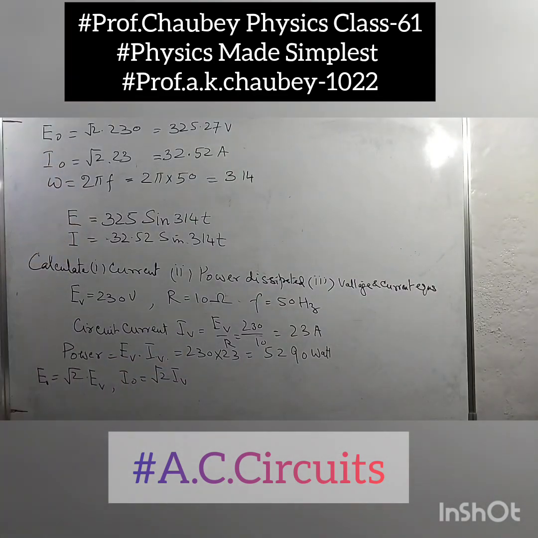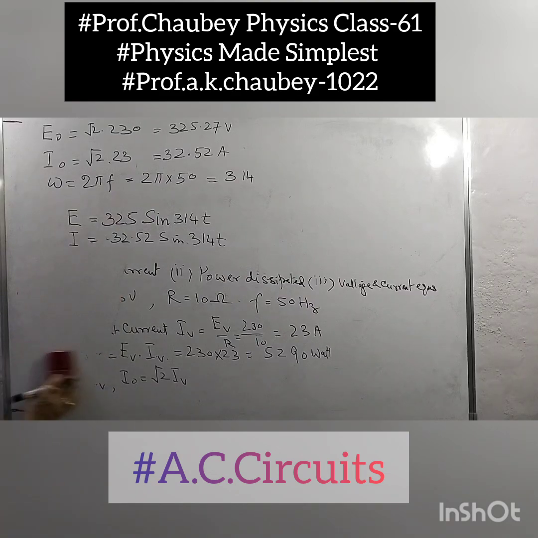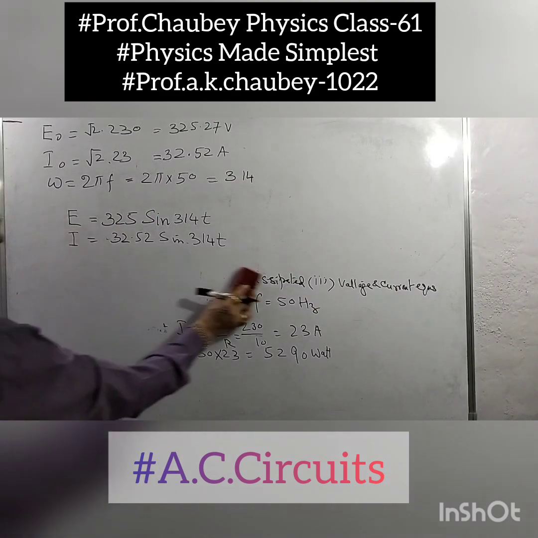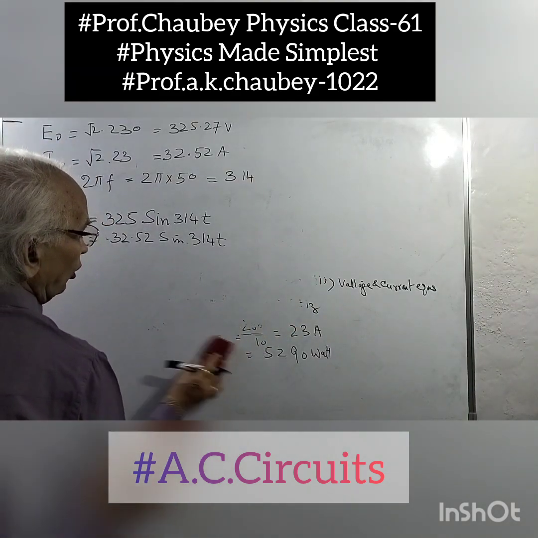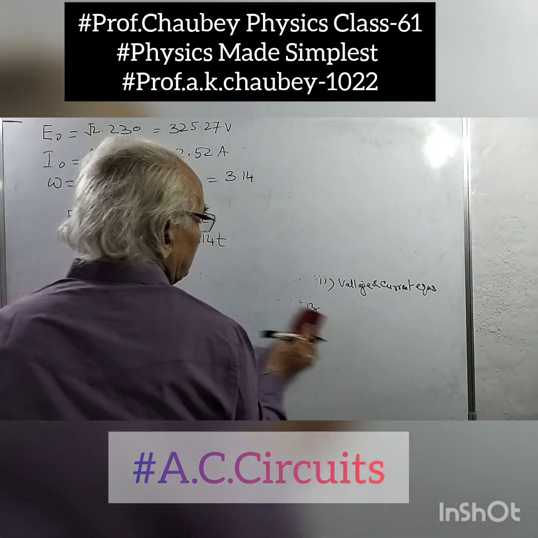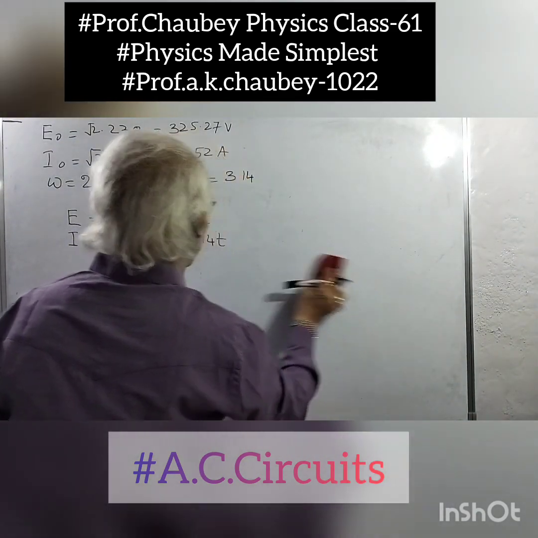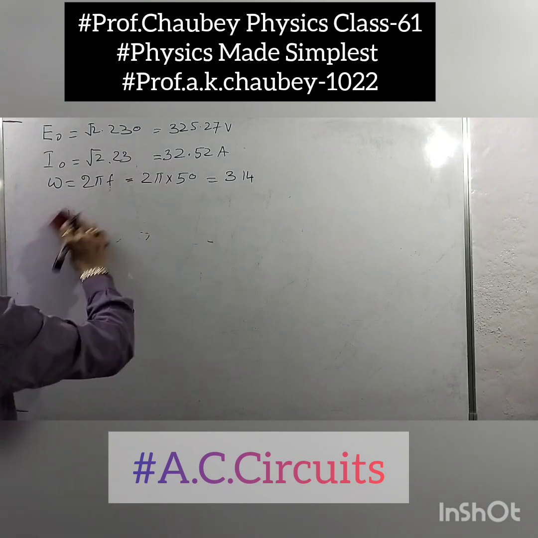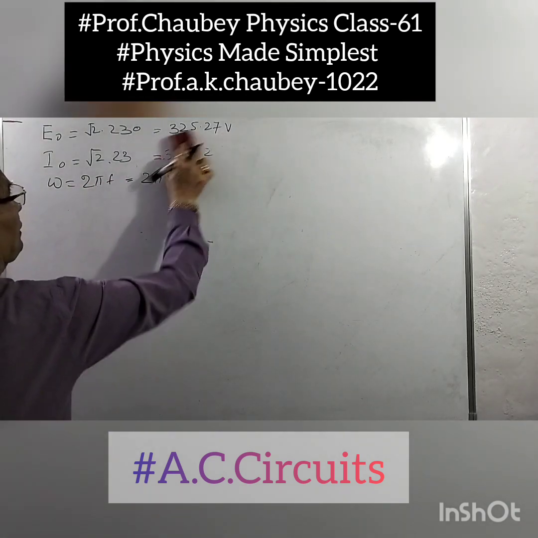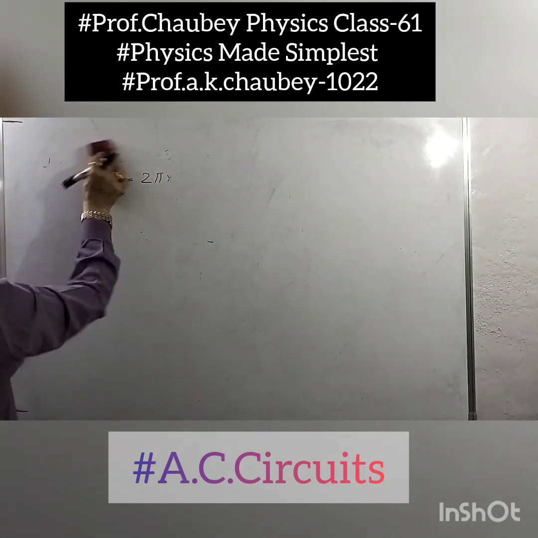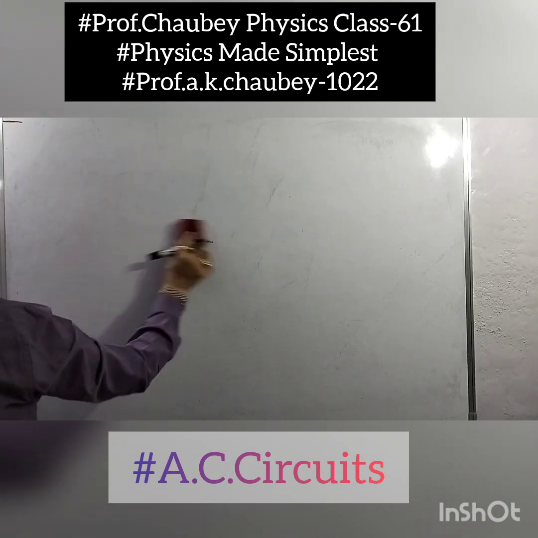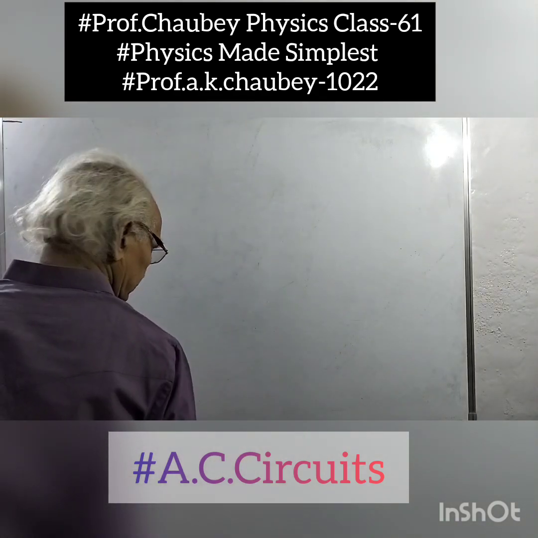I have given just an example of one problem. A simple circuit involving AC EMF and resistance only, and the current flows through the resistance. This is how we get the value of the current, maximum current or maximum voltage, etc.